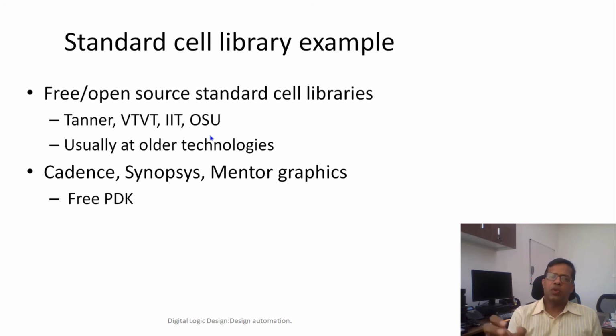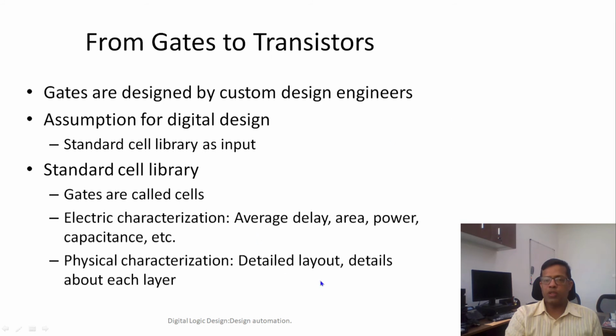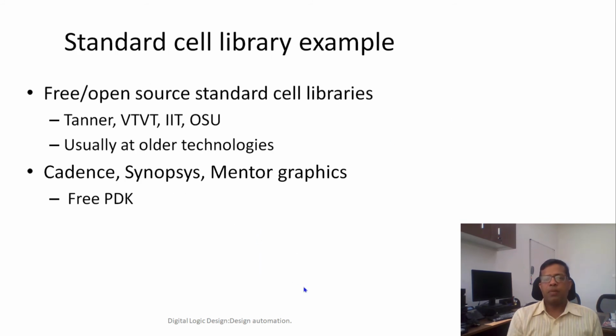PDK is process development kit. This is still tied to a particular technology node, like 45 nanometer, 22 nanometer, or 90 nanometer, and it is free in the sense that they provide all the characterization information, so that we can use them in our design, and we can design our digital design or ASIC based on these libraries.